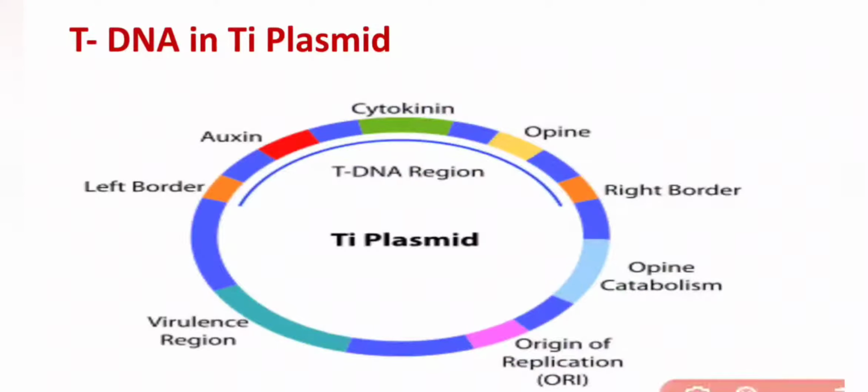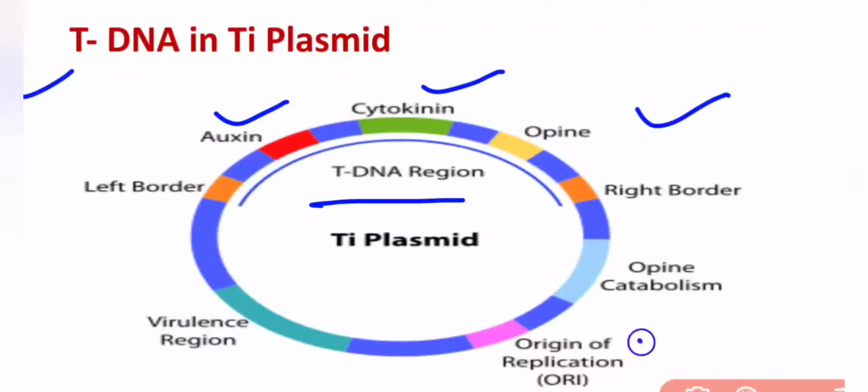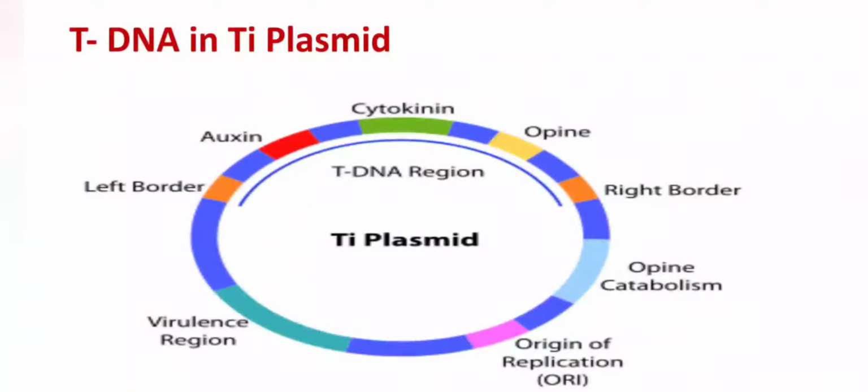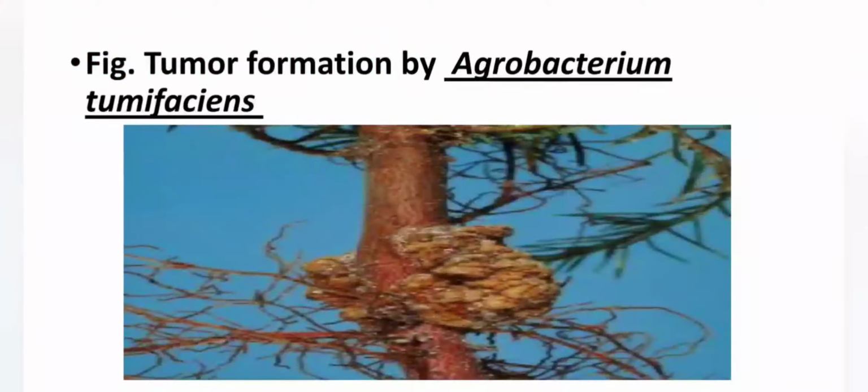Therefore, we will use the feature of tDNA. We will make a cut within the region of tDNA, so that it will no longer remain virulent to the plant cell or to the host cell. This region is the tDNA region, which contains different kinds of growth regulators like auxins, cytokinins and opines. Then there is a region of replication in this plasmid also. Then there is a virulent region. We will make a cut with the help of restriction enzymes in this tDNA region.